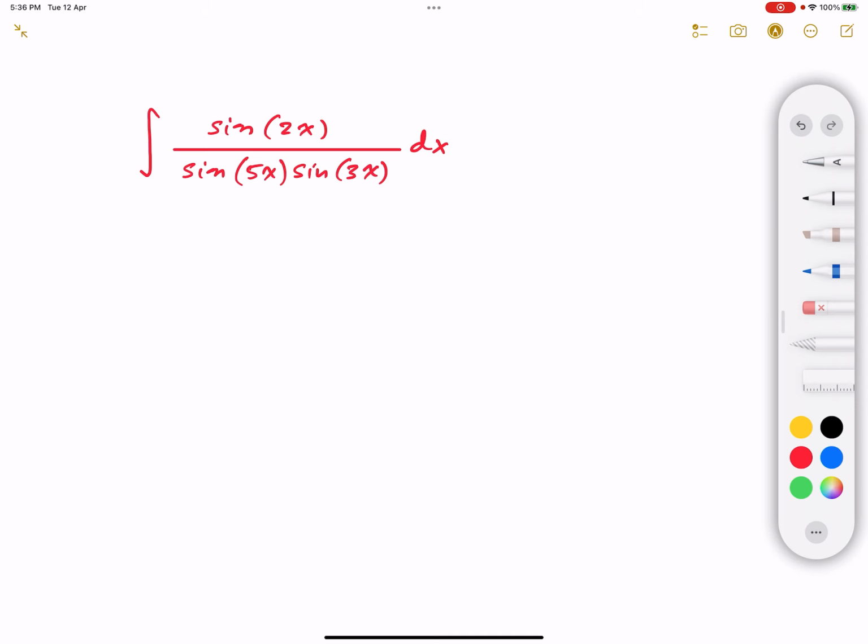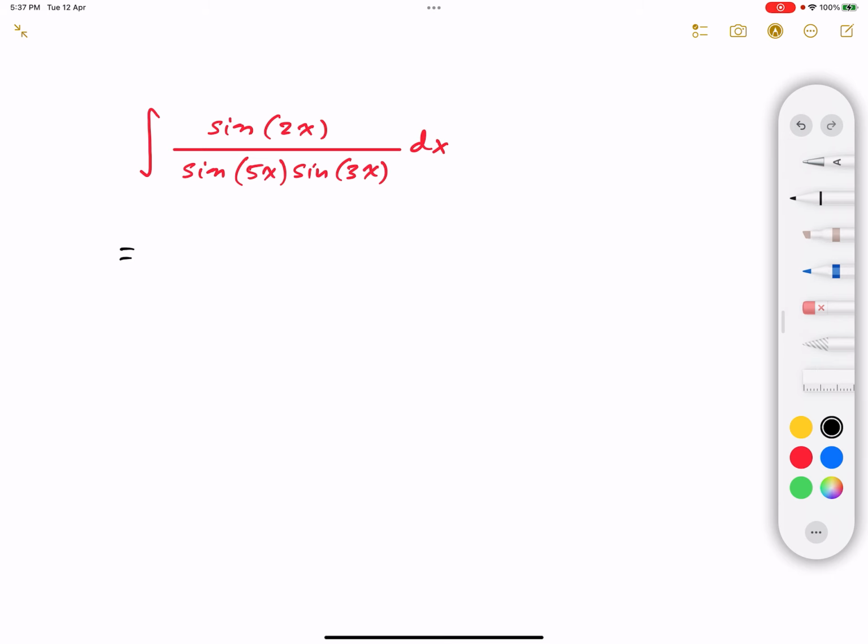The easiest and fastest way I find to solve this integral is to rewrite the numerator as the sine of the difference of two angles, which are 5x and 3x. That would make this problem a lot easier to solve, so that's exactly what we're going to do here.